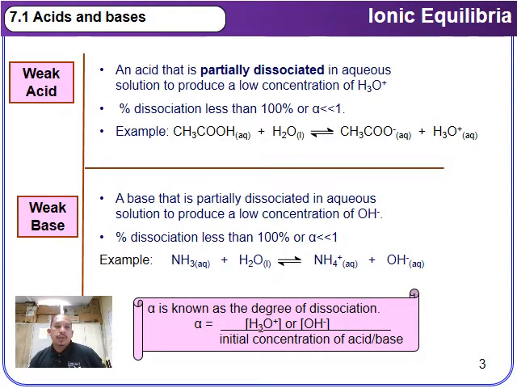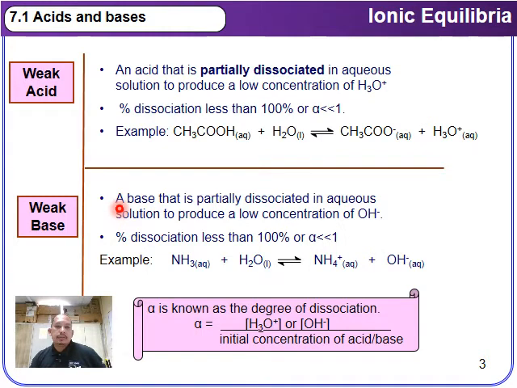Alright, we move to the weak acid and weak base. If a strong acid completely dissociates, a weak one partially dissociates in aqueous solution. It produces a low concentration of H3O+, which means the percentage dissociation is less than 100%, or alpha is less than 1. Example, a weak acid CH3COOH in water produces CH3COO- ion and H3O+. Here we can see that the symbol that we use is the partial, reversible arrow.